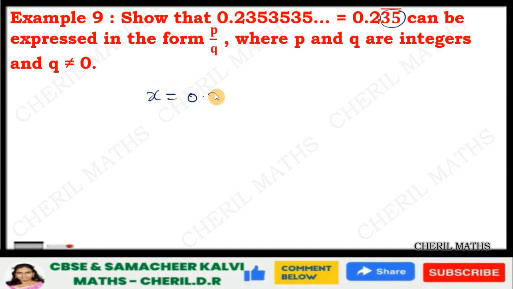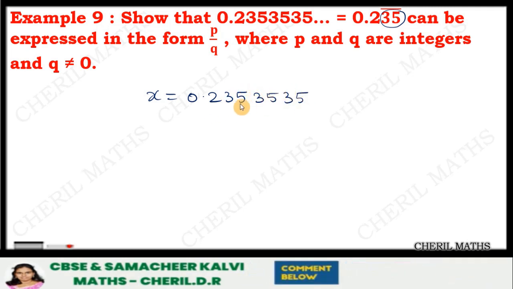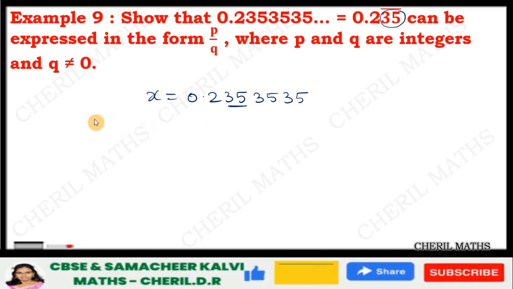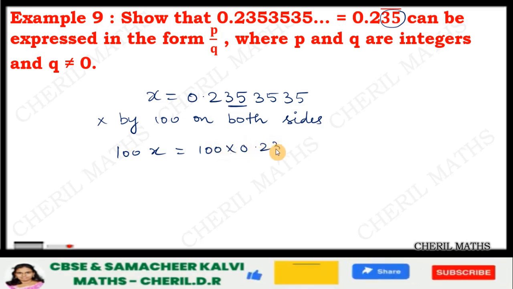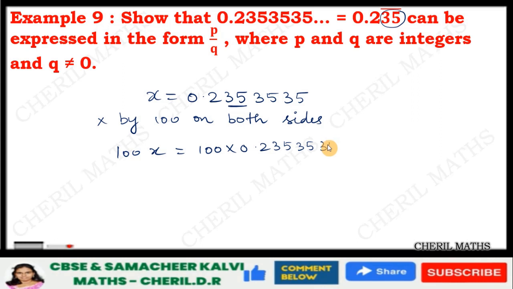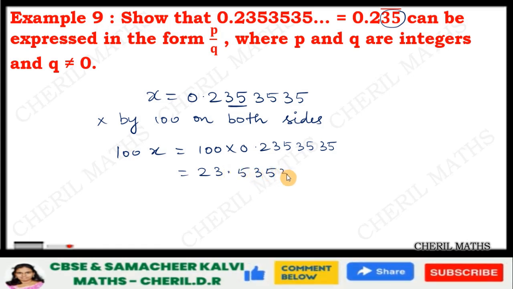Okay, so what do you have? x equal to 0.23535. So you have this 35 alone repeating. So you are going to multiply by 100 on both sides. So what you will get is 100x is equal to 100 into 0.23535. So what will this become? 23.5353. Okay, so here you have 100x, here you have this.